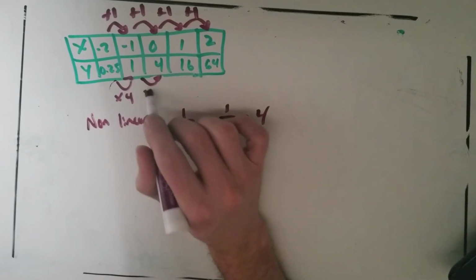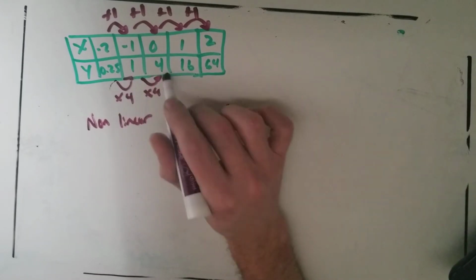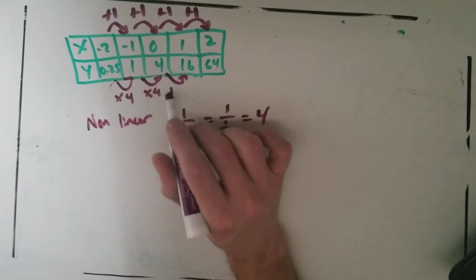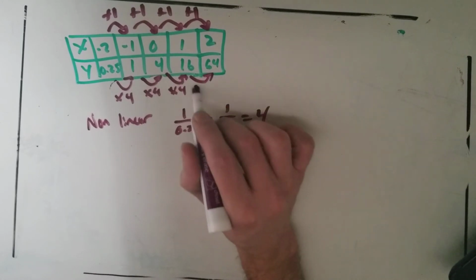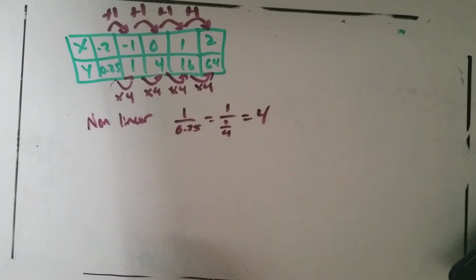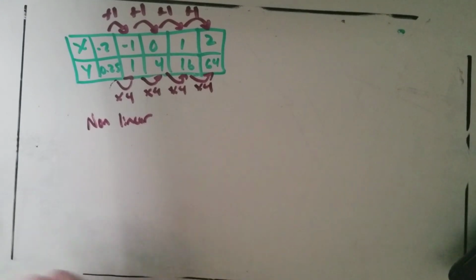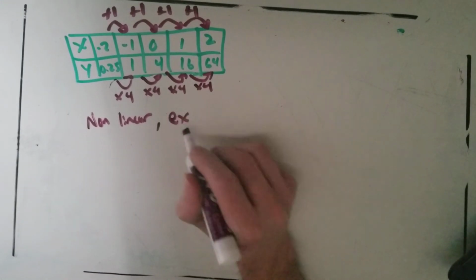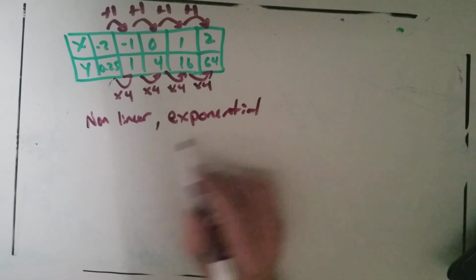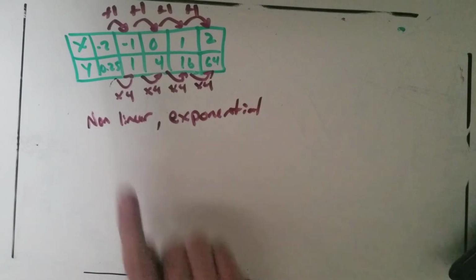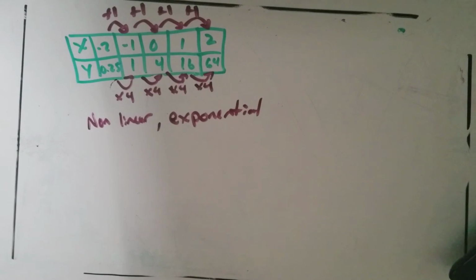This one should be really easy to see. 4 divided by 1, you'd multiply by 4 to get from 1 to 4. To get from 4 to 16, you multiply by 4 again. It has to stay consistent with everything. 16, if you multiply by 4, you get to 64. So we know it's nonlinear, and the specific type of nonlinear relationship is exponential, because you're multiplying by the same value to get each output.